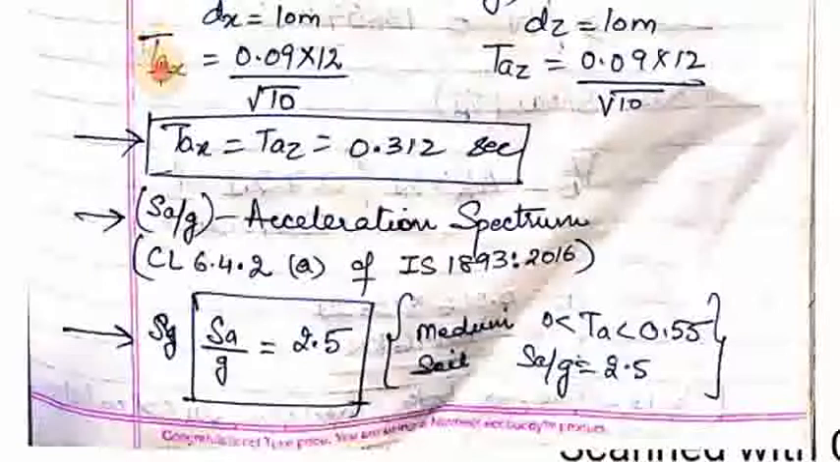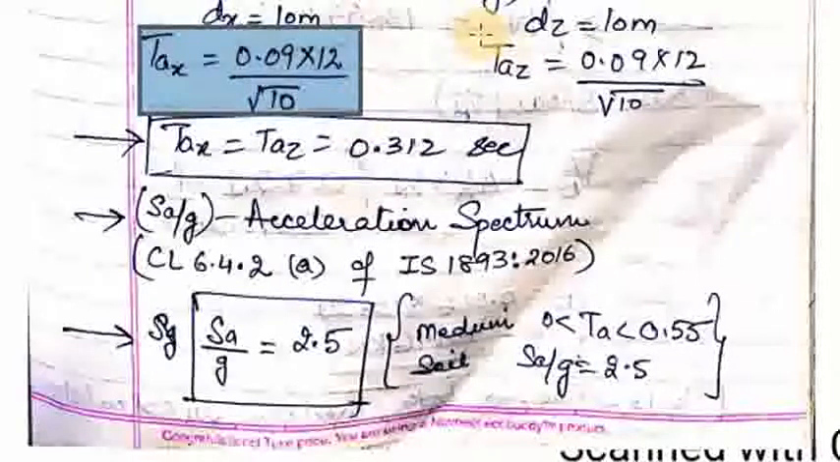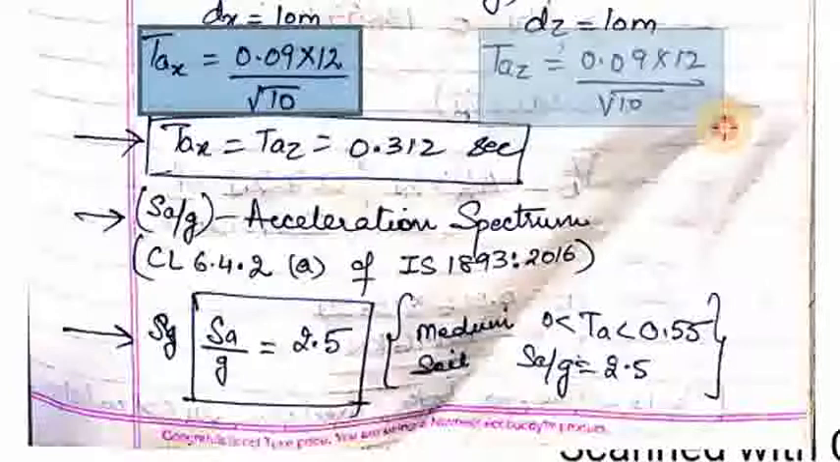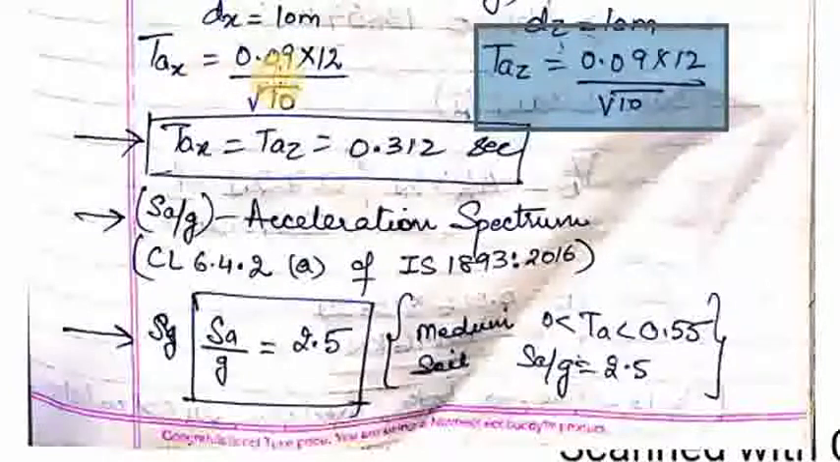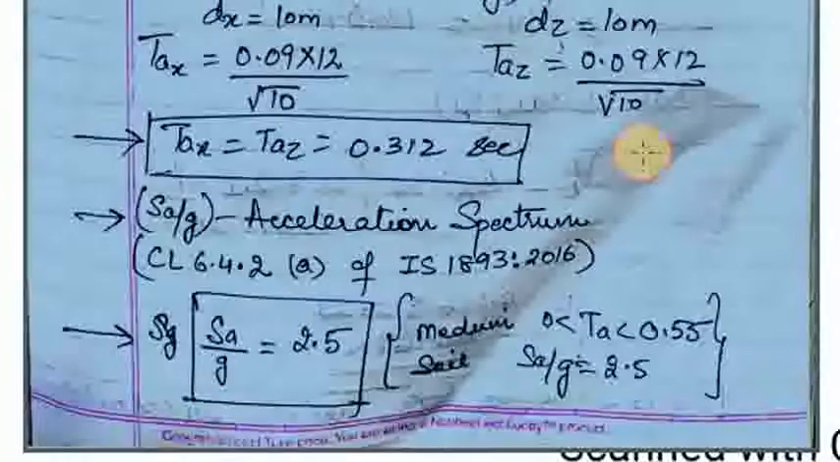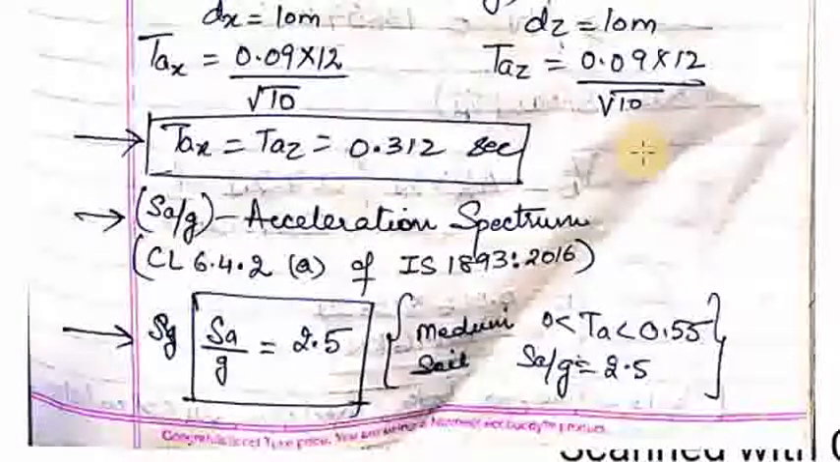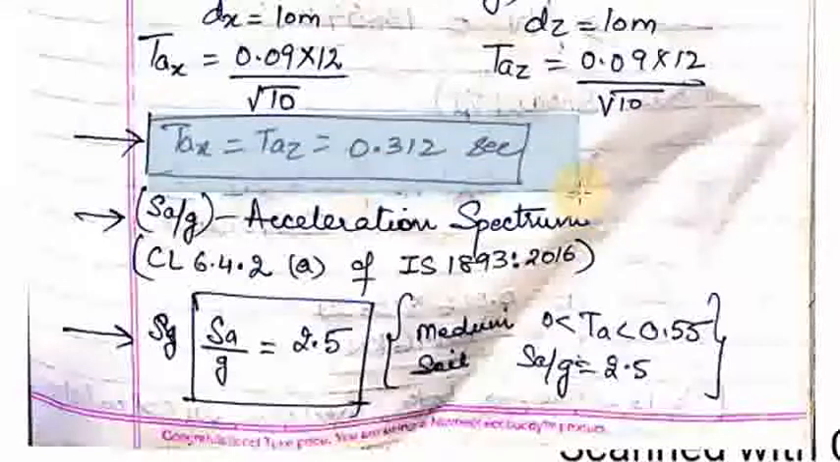Now Ta in x direction is 0.09 into 12 divided by root of 10, and Ta in z direction is 0.09 into 12 by root 10, as the building is in a square shape, that's why these values come out to be the same. If it is of different shape or the plan dimension in x direction is different compared to z direction, then it will show different values. Now it is showing the same value.